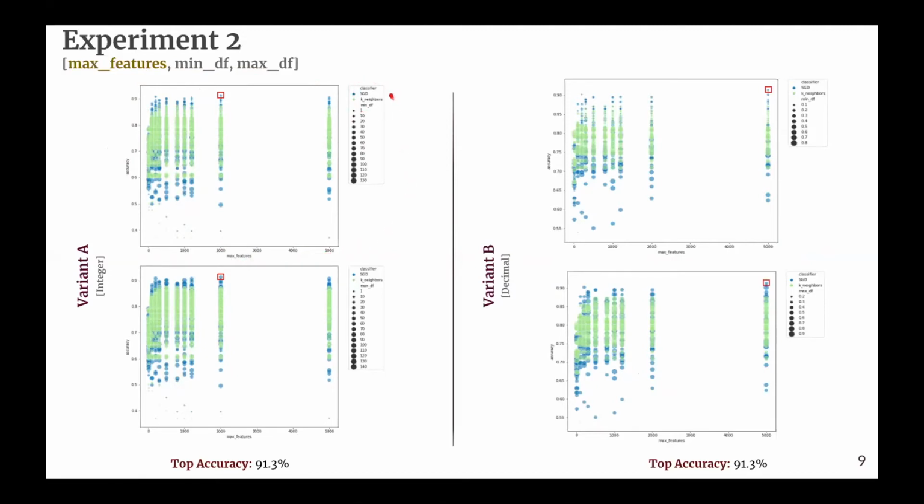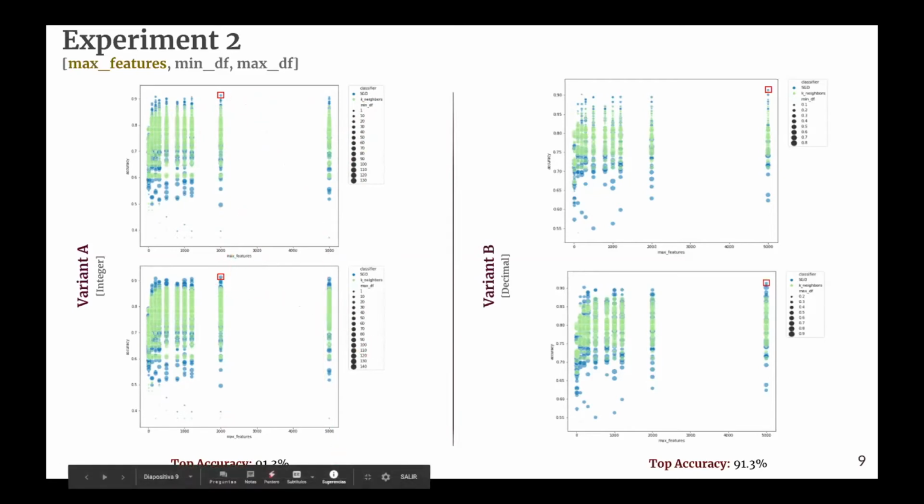We're going to use visual cues, such as the color, to determine the classifier, and we're going to use size in order to compare this parameter with another parameter. In this first scatter plot, we're comparing max features, and with the size, we're able to determine what the min_df was that actually gave us that accuracy. For example, what we can see here is that the top accuracy was with 2,000 samples, with a low min_df and a medium-size max_df, according to these sizes that we have here.